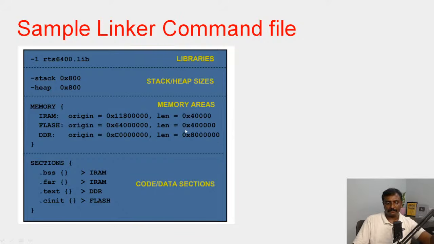And sections, you have to map the sections, like the .bss goes to IRAM. Sometimes you may have 2 or 3 DDRs, so each separate DDR will have a separate name. So you have to allocate the sections to that memory. You understand? You have to allocate sections to this memory.